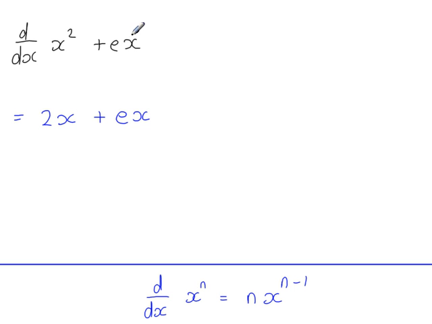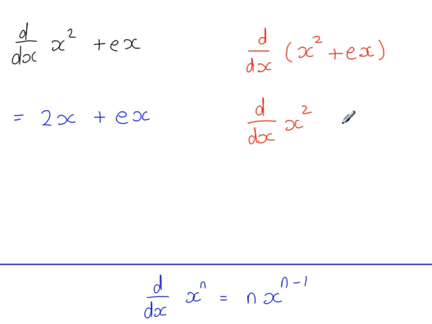If the ex was going to be differentiated, then we should either have started off like this, so using brackets, or we should have had differentiate x squared plus differentiate ex. And be careful how you read the notation here. It's e times x, it's not this.